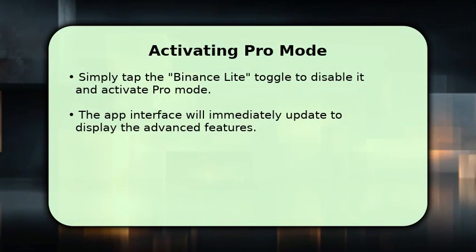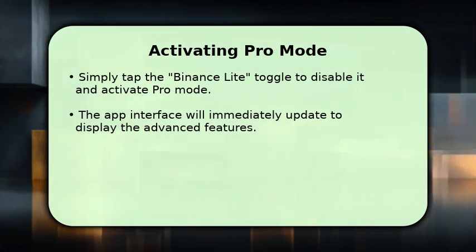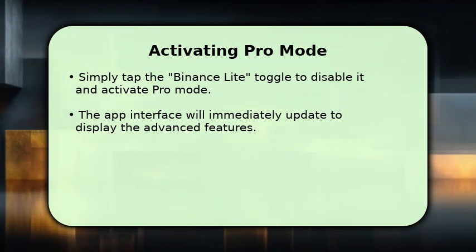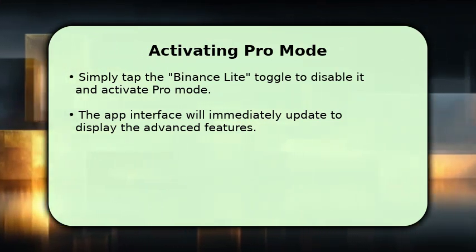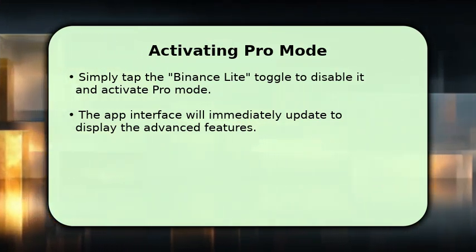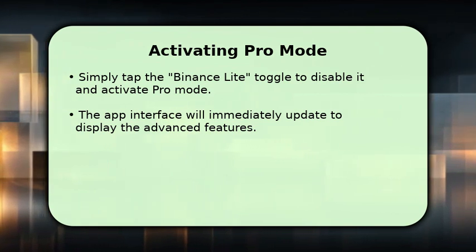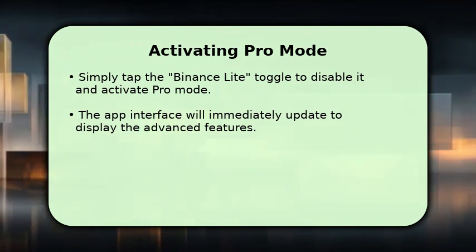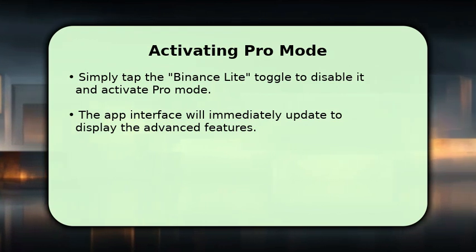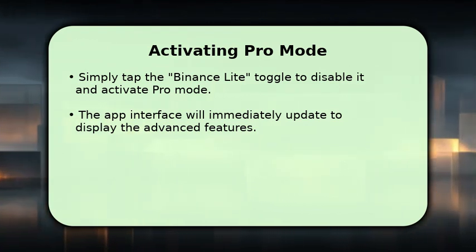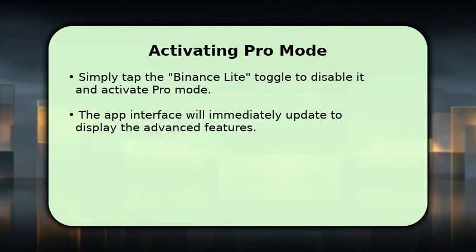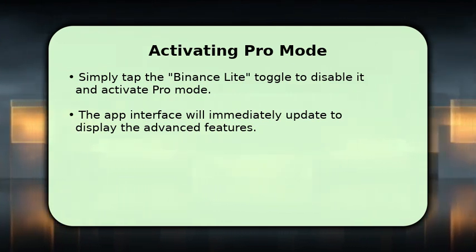To activate Binance Pro, simply tap the Binance Lite toggle switch. You'll notice it slides to the off position, indicating that you've successfully switched modes. The app will then refresh, and you'll instantly see the more detailed and feature-rich interface of Binance Pro. It's a quick and seamless transition, giving you access to a wider range of tools.